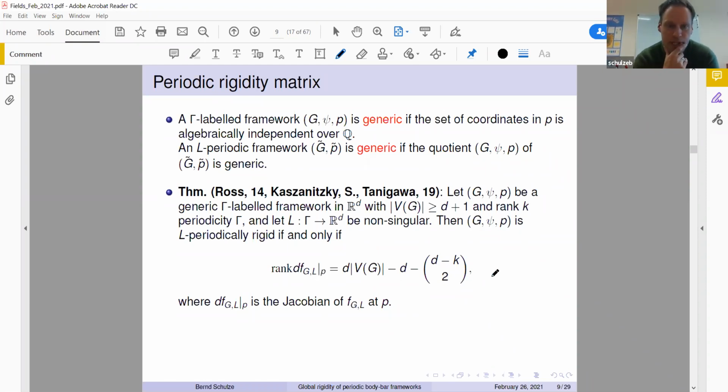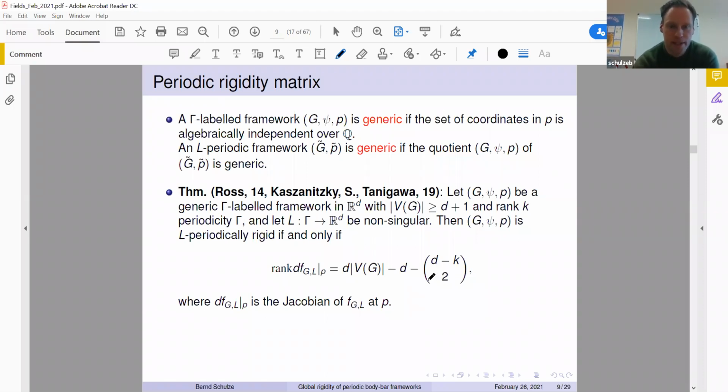Elissa actually proved this in the case where K is equal to D, so where the rank of the periodicity K is equal to the dimension. In that case, of course, if D is equal to K, then this binomial coefficient vanishes. And so we get this top count here of dV minus D. And of course, that's exactly the count you would expect, because for a periodic framework with a fixed lattice, the trivial motions form a d-dimensional space. So it's the D translations. Here we just slightly extended this to the case where K can be less than D. And if K is less than D, then there are some additional rotations coming back as trivial motions. Okay, so that is quite straightforward.